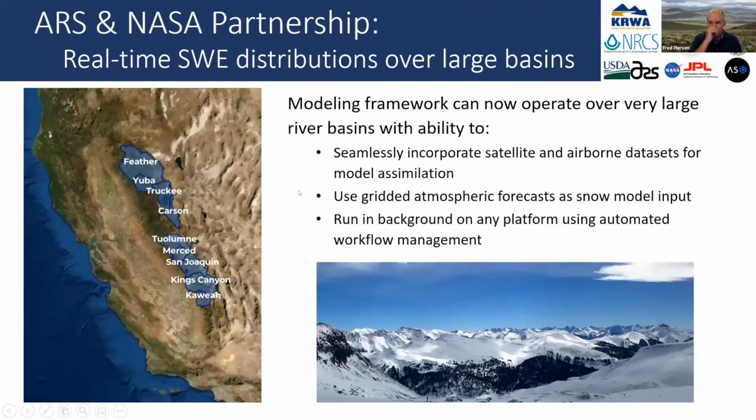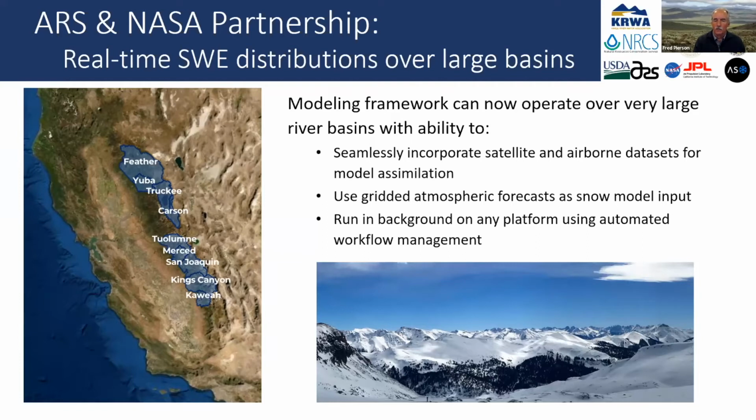So where do we sit today? We now have what we call a modeling framework. It's more than a snow model. It's a lot of infrastructure within the modeling, well beyond my expertise, to be honest. But we can now operate that over very large basins, and it's really for the whole state of California, say, seamlessly incorporating the satellite and airborne data sets for model assimilation. So we now can just take in whatever information does exist into the model and assimilate between those two very important pieces to the puzzle.